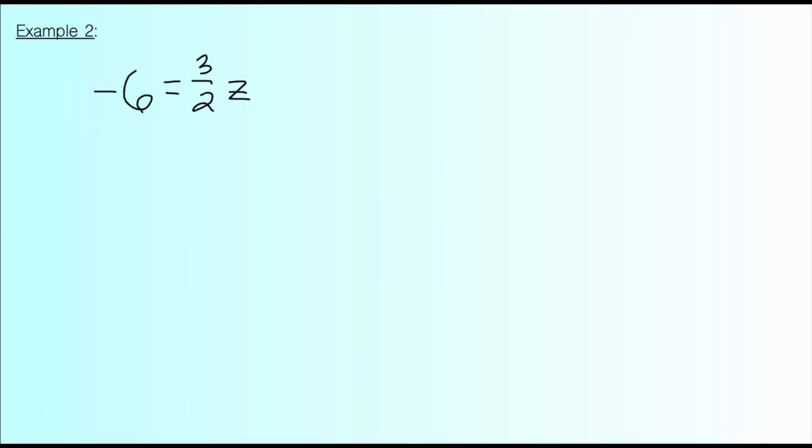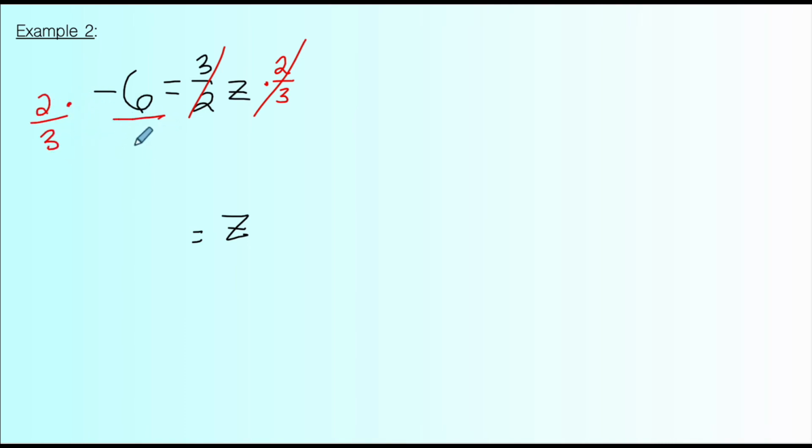We've got negative 6 is equal to 3/2 times z. Well, I want to get z isolated by itself. And to do that, I need to get rid of the 3/2. Since that's being multiplied by z, I need to divide by 3/2. I could write divided by 3/2, or you could multiply by the reciprocal, since that's what we're ultimately going to do. I'm going to write multiply by the reciprocal. So that cancels out, and whatever you do to one side, you do to the other.